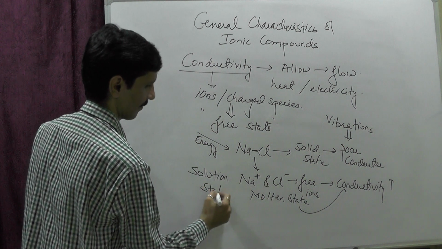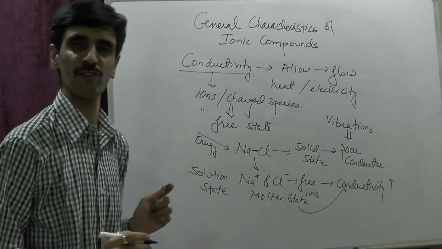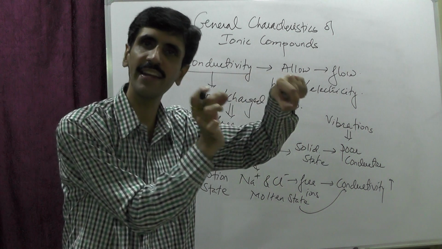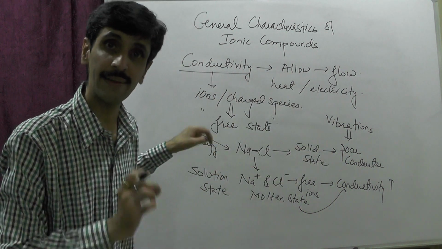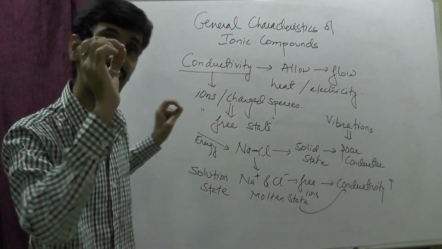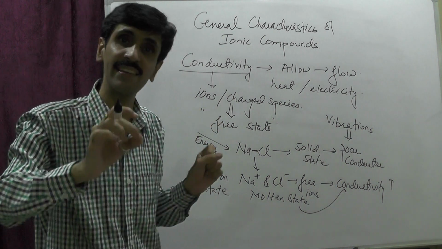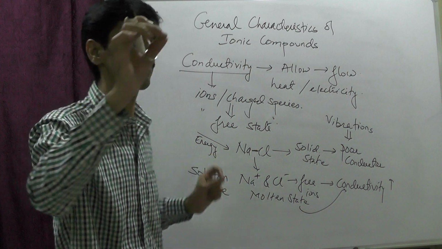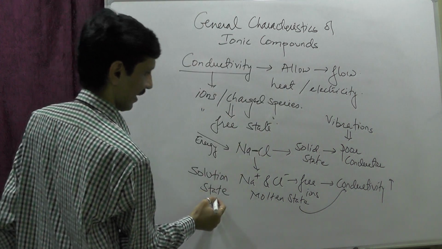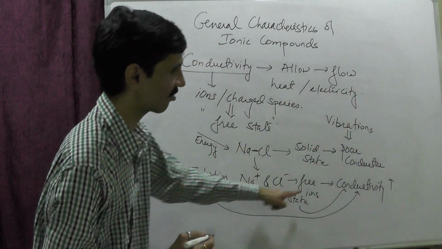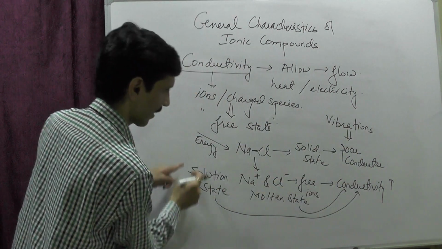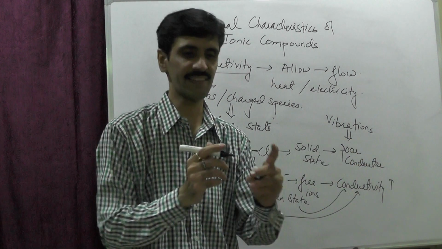Okay, इसलिए दोस्तों क्या होता है कि next possibility is solution state. In the solution state, solution का मतलब समझता है ना, when a solute gets dissolved in the solvent. So when NaCl gets dissolved in the solvent, we get a solution. And that solution state will contain free ions, and those free ions will also be responsible for what? Conductivity. So ये देखो, ये यहाँ पर मैं एक और एरो लेके जा रहा हूँ. So molten state में conductivity increases, the solution state में conductivity increases.